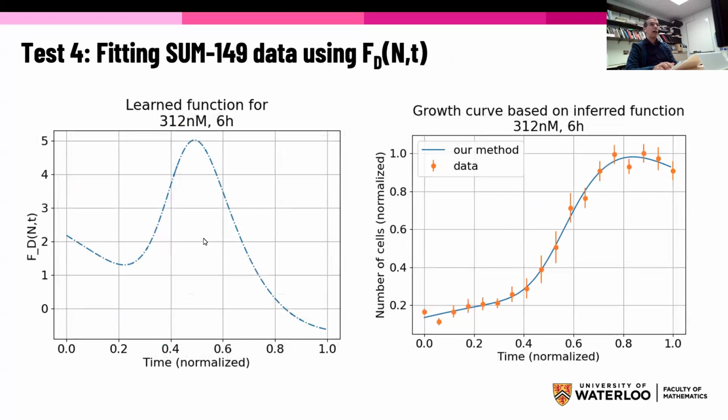Now that the model has been validated using the synthetic data, we then apply it to in vitro data, where we only show the learned function and the total number of cells for one of the concentrations of doxorubicin, which is 312 nanomolar, and an exposure time of 6 hours. This curve, as you can notice, is very similar to the shape that was shown in the previous figure. The peak occurs at approximately the same height as well. There is no ground truth for the learned function on the left, so we only make a qualitative comparison here.